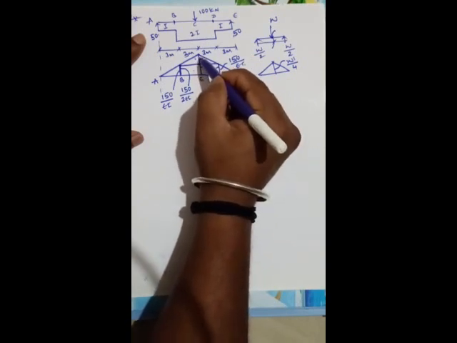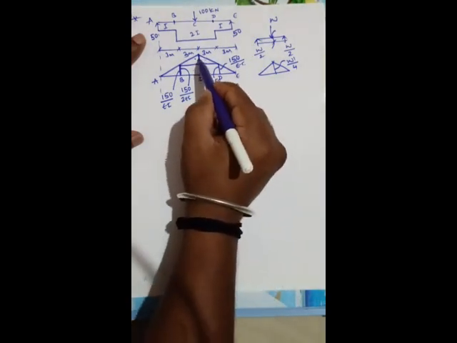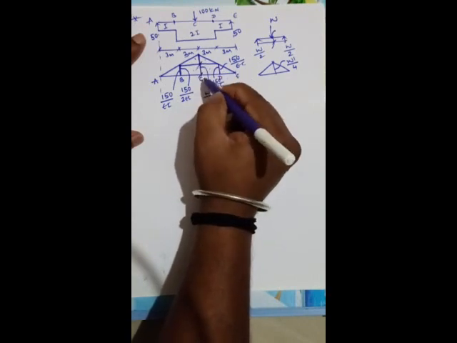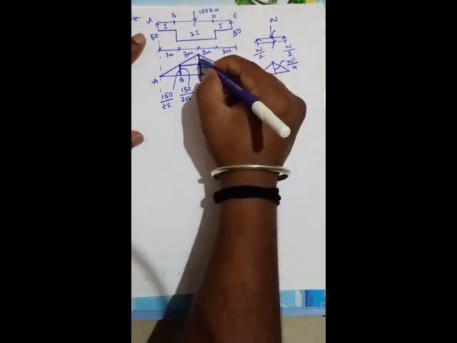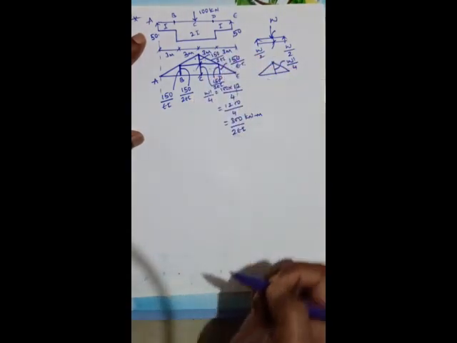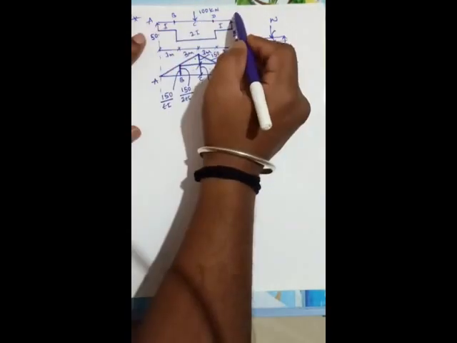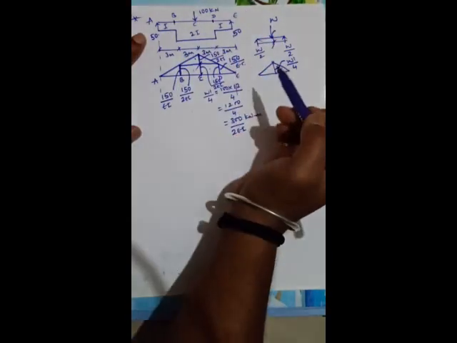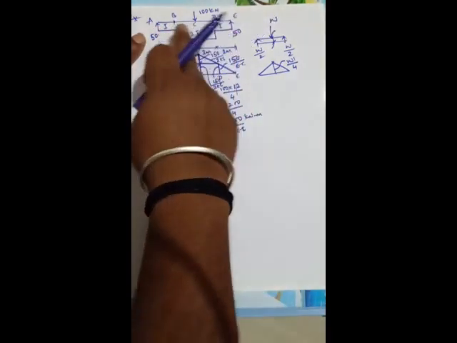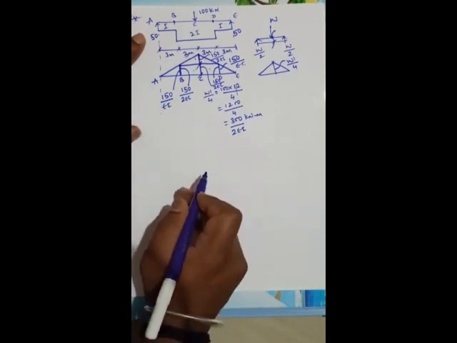The remaining height for this triangle, what will it be? Total is 300. This is 150, remaining is 150. From here to here it is 150, remaining is 150. So this is also 150 by 2EI. Suppose you want to find the slope at A and the slope at B. Since it is a symmetrical loading, you will get the maximum slope at the supports, and it will be the same. Since it is a symmetrical loading, the slope at A and the slope at E will be the same.